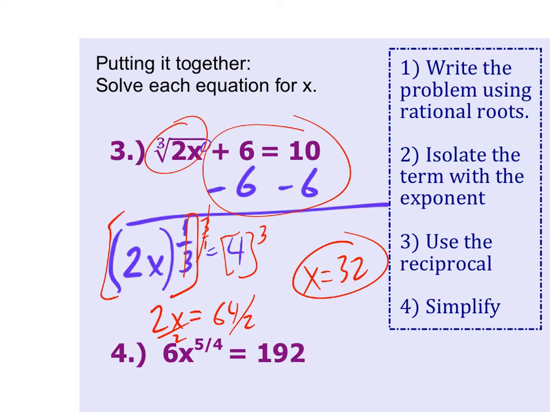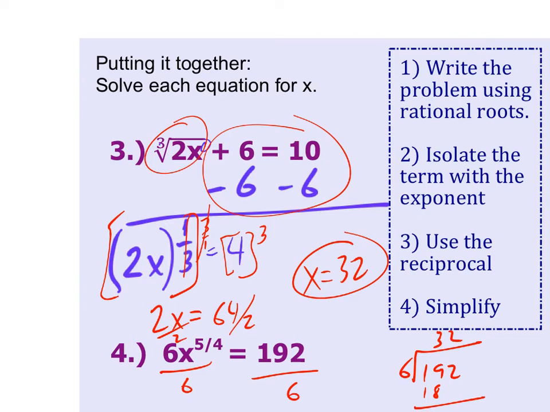Now for the one down here, I'm going to divide by 6 on both sides. And this is a little tricky to get, so this is x to the 5/4 equals, and then what's 192 divided by 6? Let's see, to do this without a calculator, 6 goes into 19 3 times. And so that becomes 6 goes into 12 twice. So this is 32. So we've got 32.